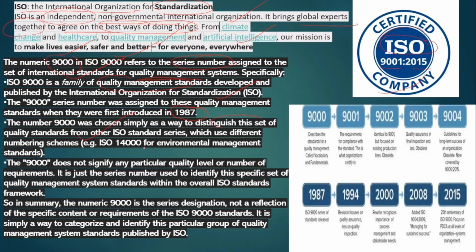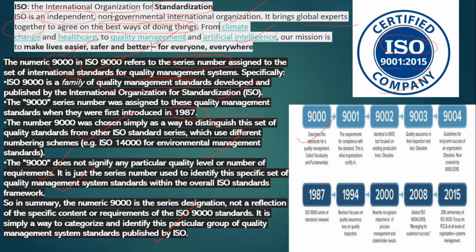Example, ISO 14000 for environmental management standards. The 9000 does not signify any particular quality level or number of requirements. It is just the series number used to identify the specific set of quality management standards within the overall ISO standard framework. So, in summary, the numeric 9000 is the series designation, not a reflection of the specific content or requirements of the ISO 9000 standards. It is simply a way to categorize and identify this particular group of quality management system standards published by the ISO. This image outlines the timeline and evolution of the ISO 9000 family of standards.